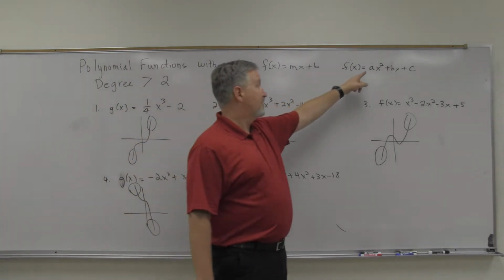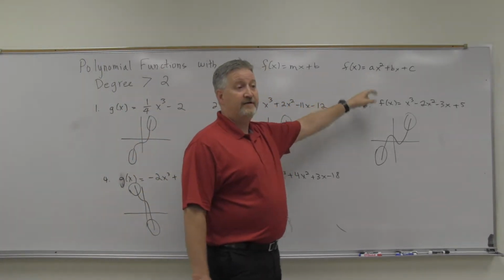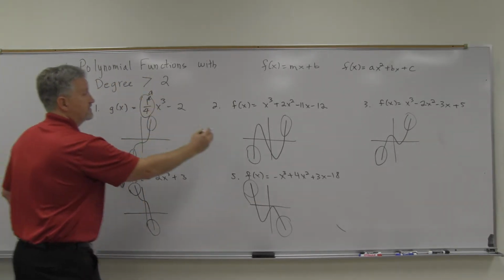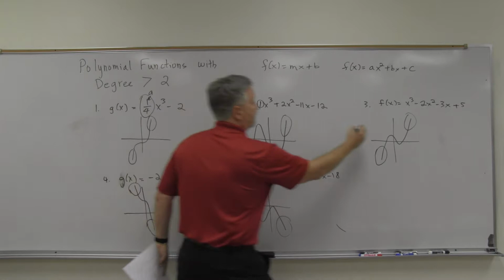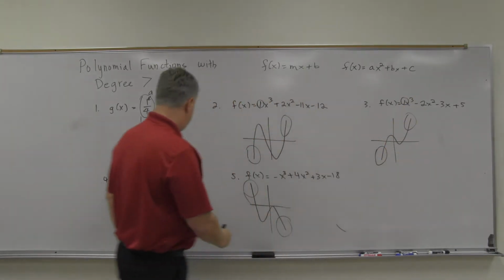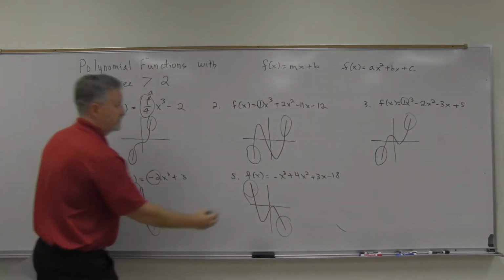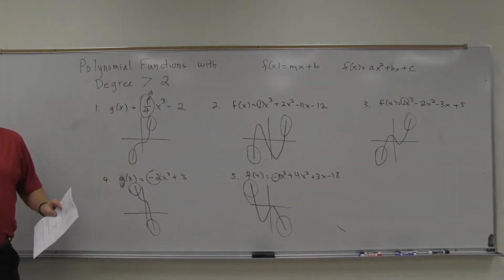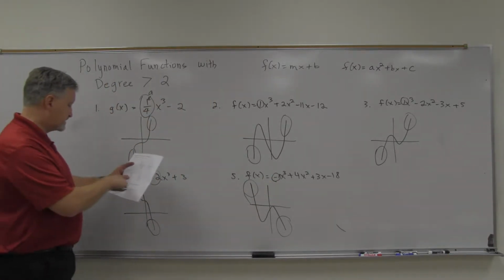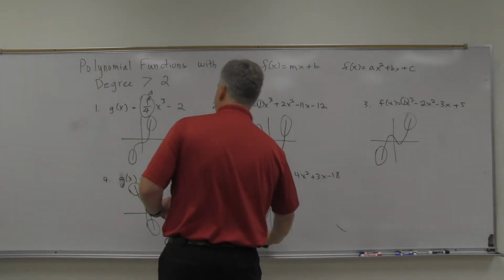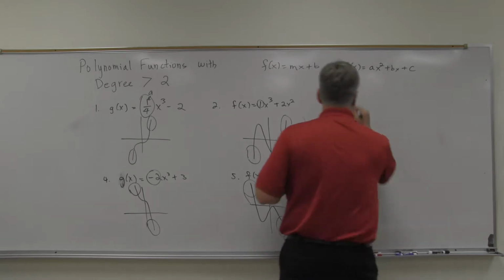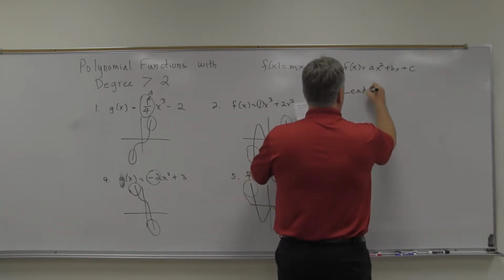Just like here, we can tell if the parabola opens up or down. If you look at the a on each of these, of course these are ones. Over here a is -2, here a is -1. It all depends on that a again, doesn't it? All right, so that's what we call the leading coefficient test. Okay, so a negative is going to be right side up?